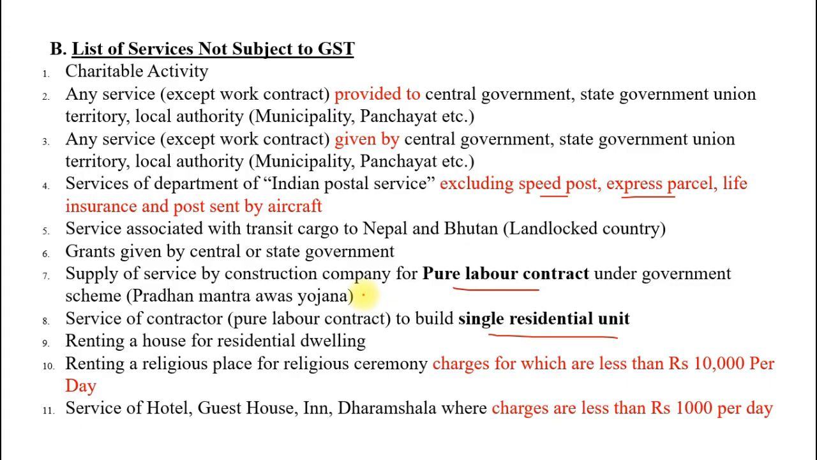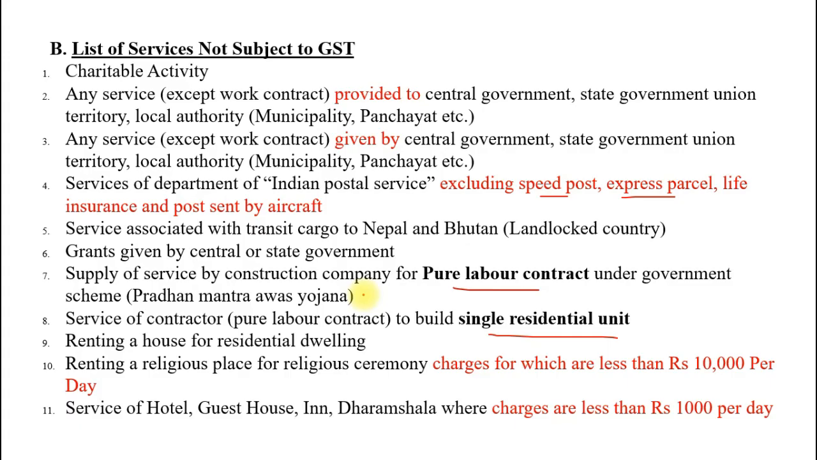Renting a religious place for a religious ceremony, charges for which are less than 10,000 per day. If any place is given for renting and the rent is less than 10,000 per day, it is exempted. Services of hotel, guest house or Dharmashala where charges are less than 1,000 a day. If the charges are less than 1,000 a day, it is exempted. If it is more than 1,000, it will be taxable.